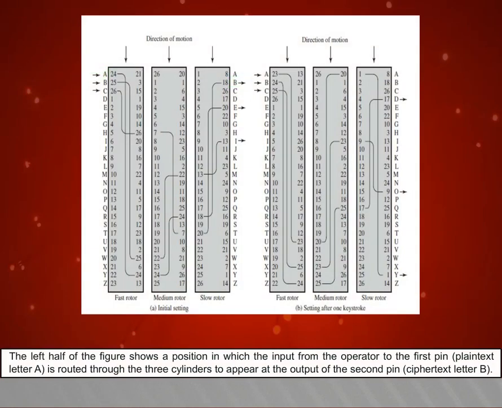The left half of the figure shows a position in which the input from the operator to the first pin, that is plaintext letter A, is routed through the 3 cylinders to appear at the output of the second pin, that is ciphertext letter B.